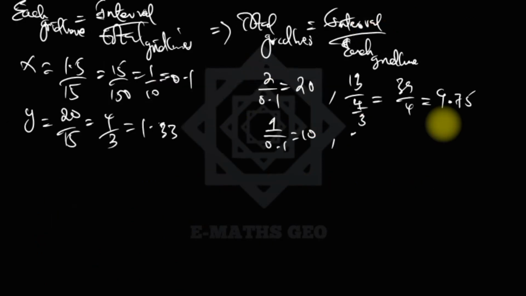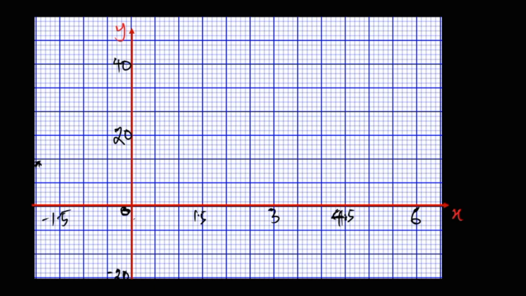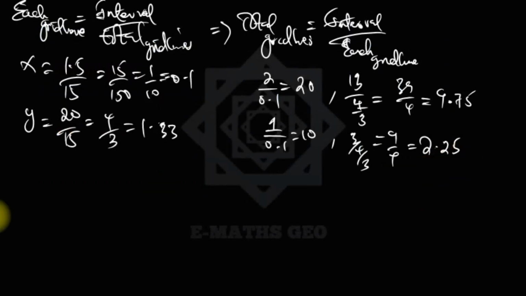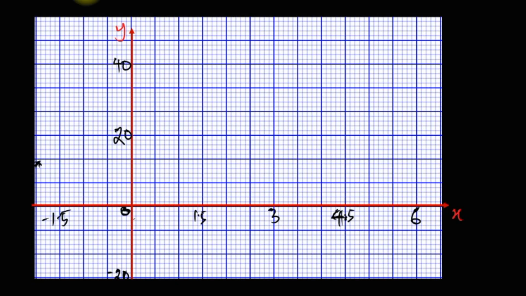3 over 4 over 3, that's 9 over 4, which is 2.25. So we've got 5, 10 for -1, and 2.25 grid lines. So we'll move up, because it's positive: 1, 2 points. So it's somewhere here.